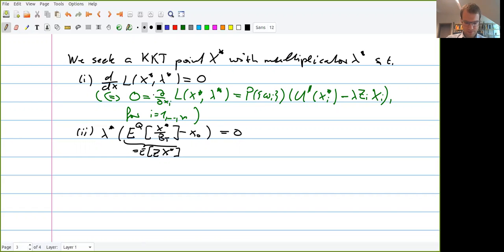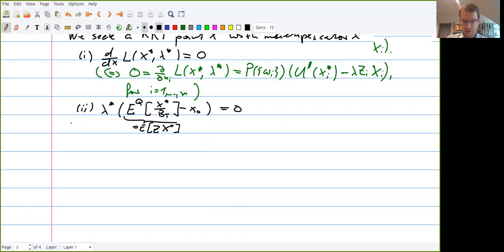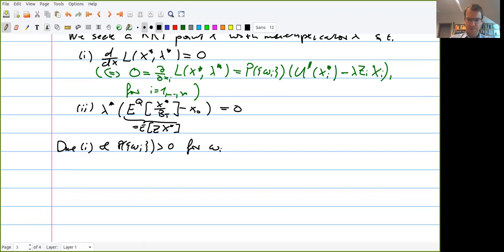Okay, so how can we find now this x star and lambda star? Well, we have these two conditions which have to be fulfilled. So let me also reformulate them so that we see what the value has to be. So we start with the first one. Since we have included in our assumption of a finite probability space, the probability should be strictly positive for each element in omega. So we look at this condition.